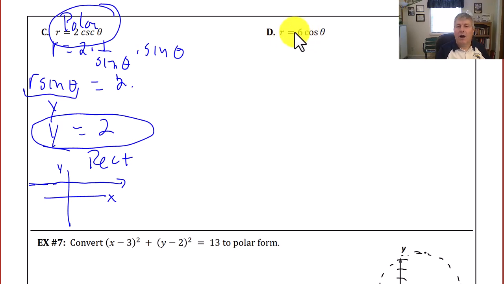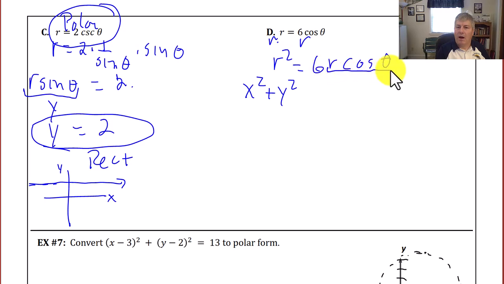D is r equals 6 cosine of theta. This one's a little bit tougher. I can't do the reciprocal like I did in C. So let's go ahead and multiply both sides by r. If I multiply the left side by r and the right side by r, I get r squared equals 6r cosine of theta. Well, r squared, I can convert to x squared plus y squared. And r cosine of theta is x. So that's all equal to 6x.